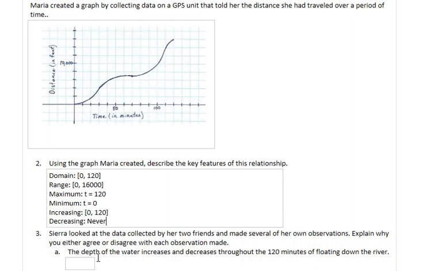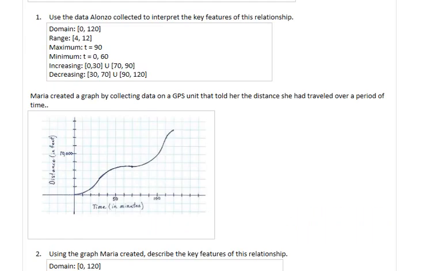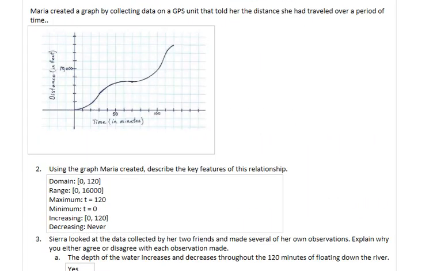Right, there's our graph. Now we're going to answer, let's see, Sierra looked at the data collected by her 2 friends and made several of her own observations. Explain why you either agree or disagree with each observation made. First one, the depth of the water increases and decreases throughout the 120 minutes of floating down the river. Well, yes, we saw that, and in fact we said when it happens. It just happens throughout the whole thing.